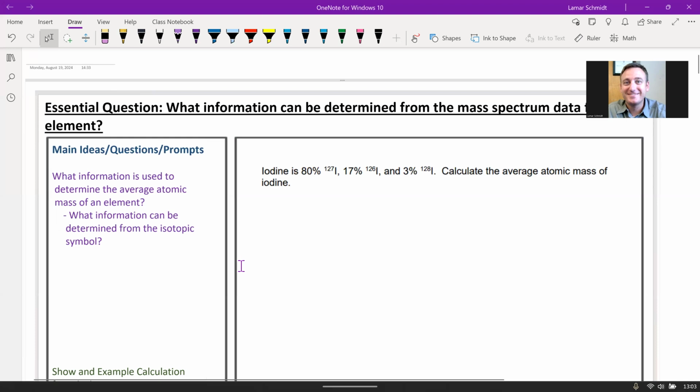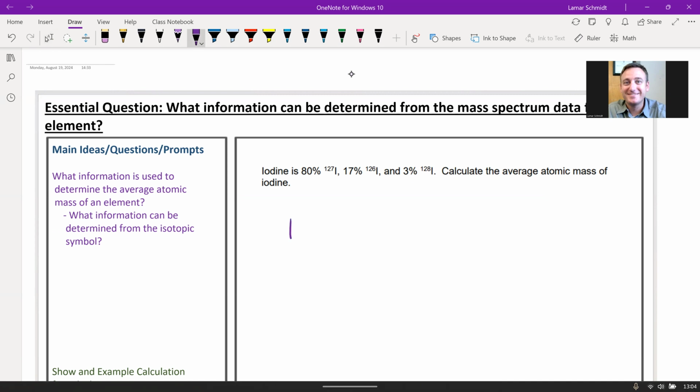Here I'm starting off with an example, and I also ask a sub question: what information can be determined from the isotopic symbol? I'm going to write the isotopic symbol, and we're going to talk about isotopes at the same time. Here we have three isotopes of the same element. Iodine is 80% I-127, 17% I-126, and 3% I-128. It's written here in order of their percentages, but I'm going to write them in order of their mass.